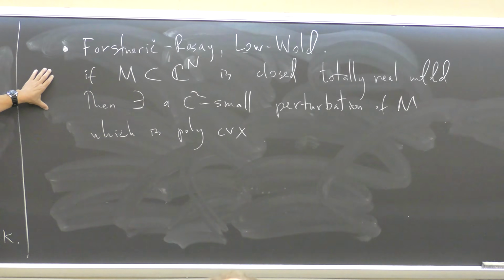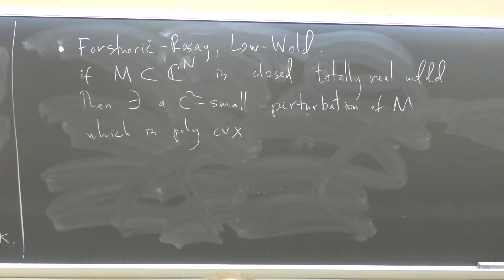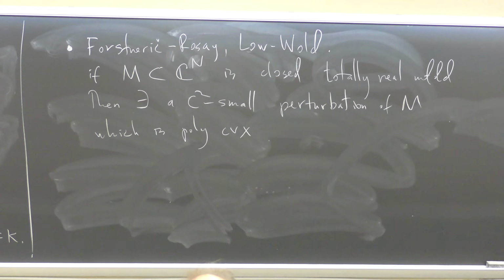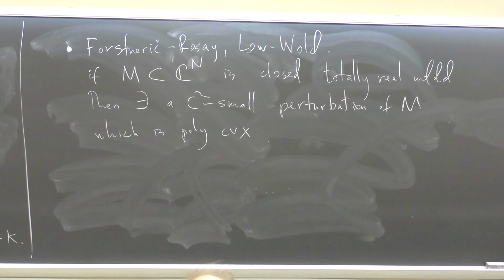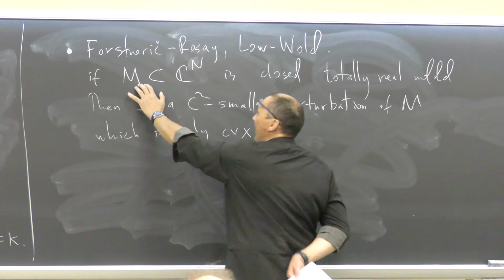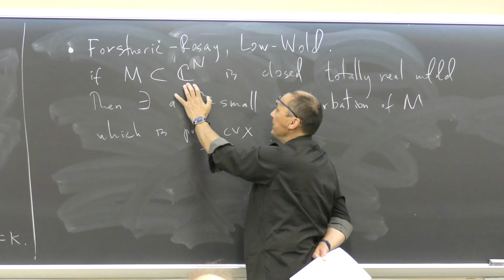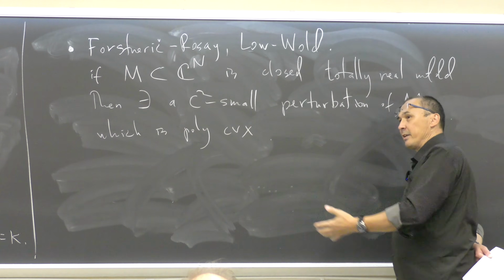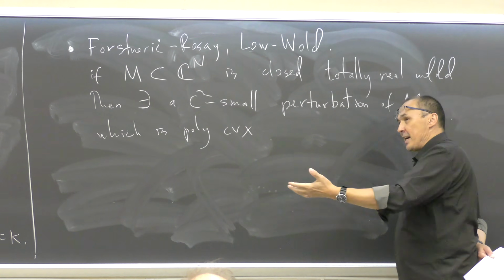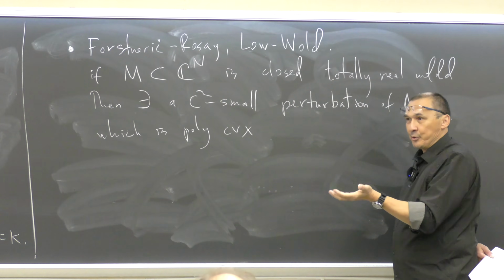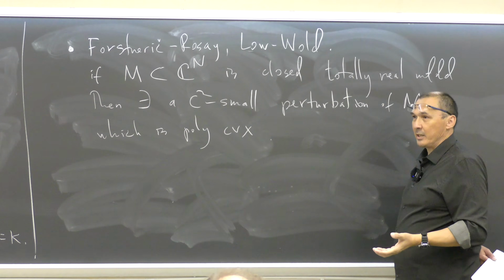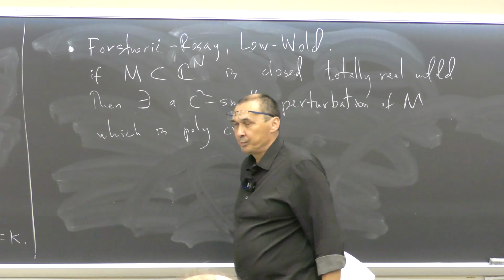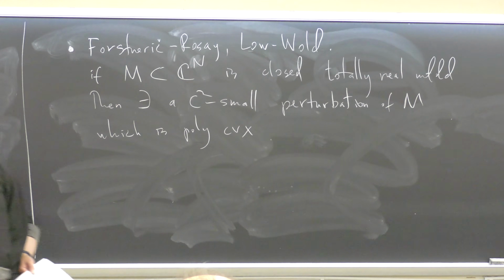And that gives a way to construct polynomially convex embeddings. Not just existence, but for sort of a generic. So this is a result for any M which is already embedded in Cn as a totally real manifold. Then going from totally real to polynomial convexity is just a matter of finding a small perturbation, and it will be polynomially convex.